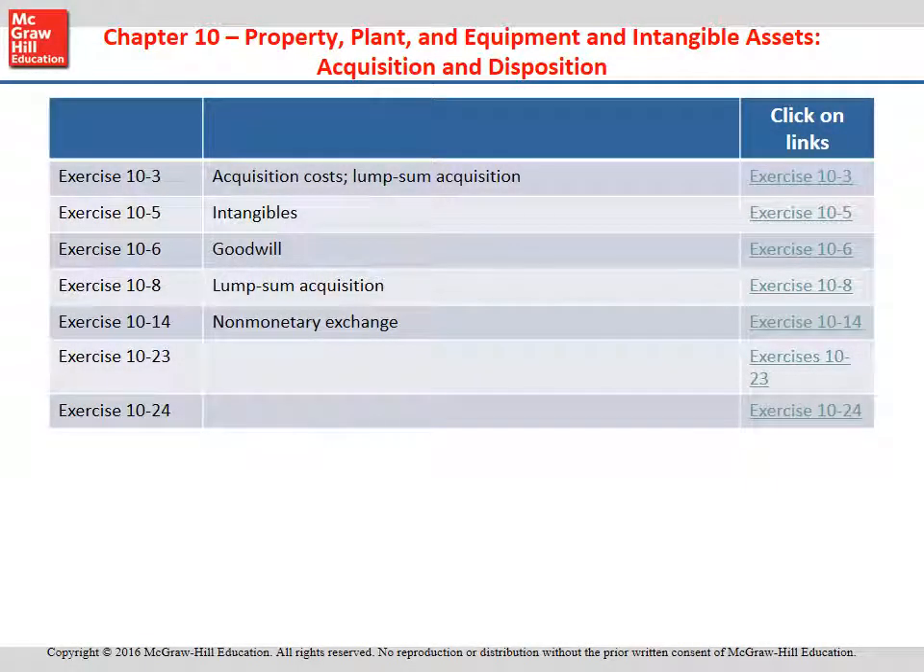In the Chapter 10 exercises, we will be looking at the various items related to property, plant, and equipment, intangible assets as far as acquisition and disposition. So let's take a look.